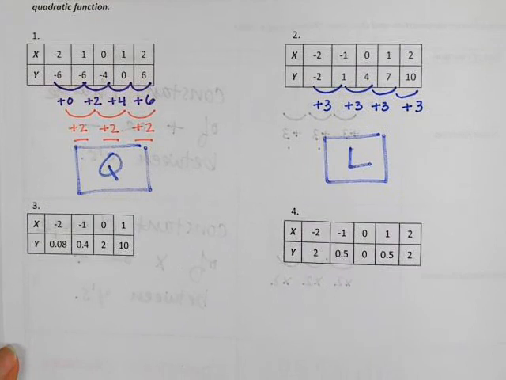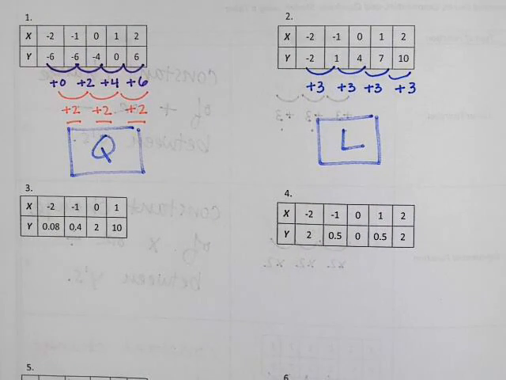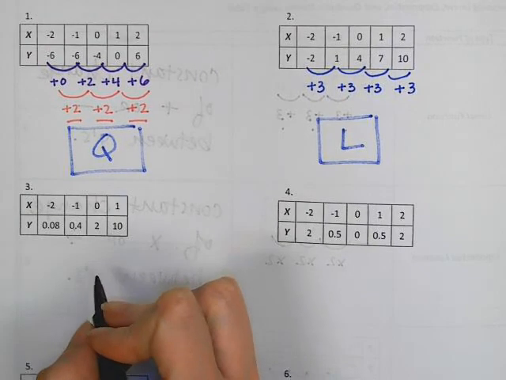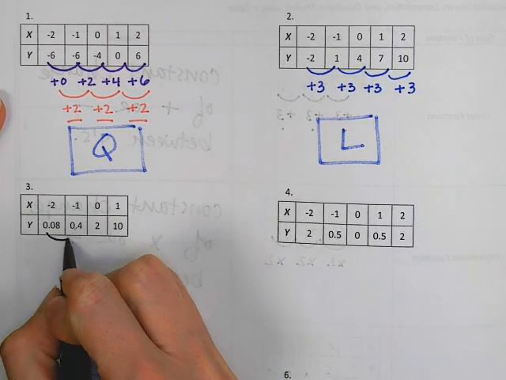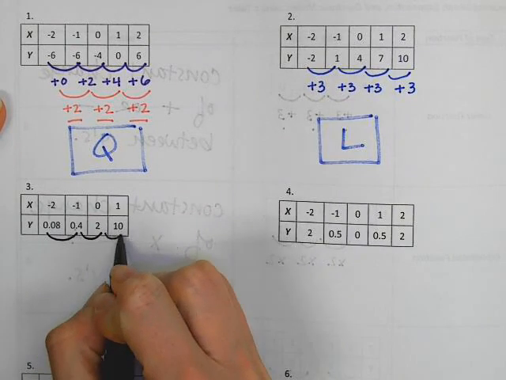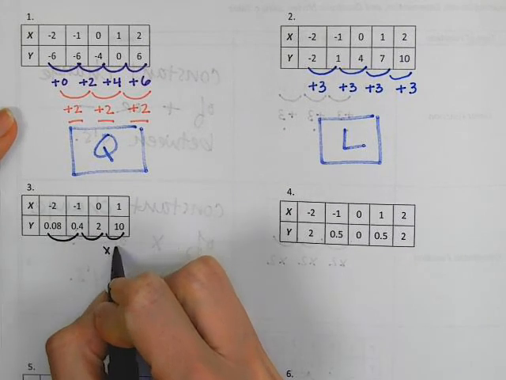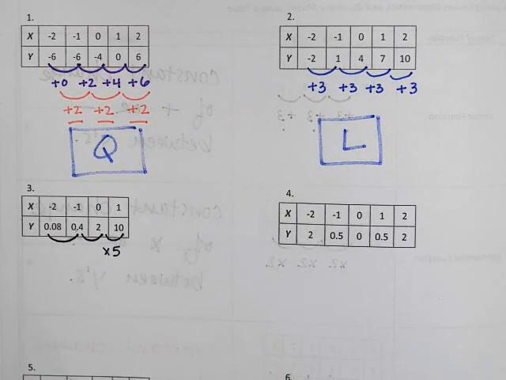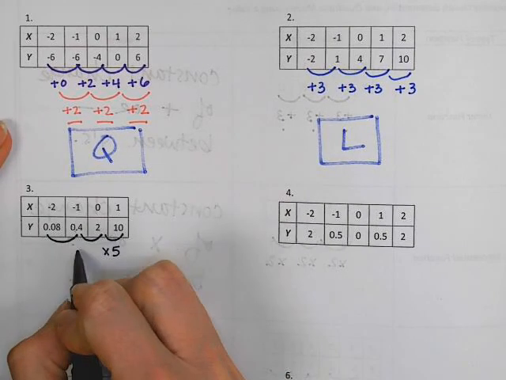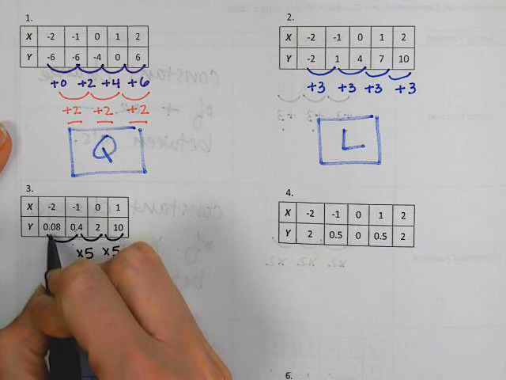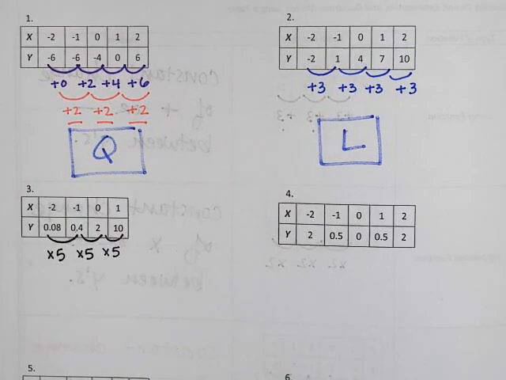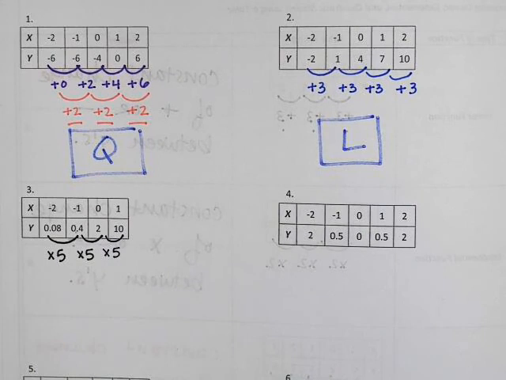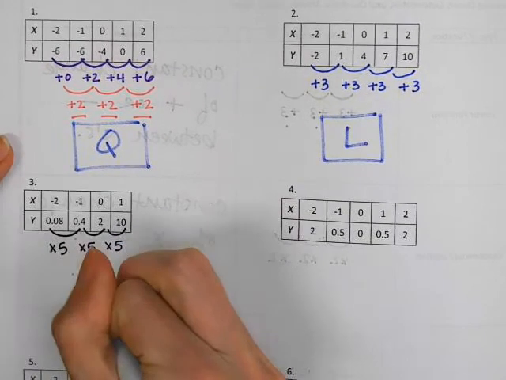All right, number 3. How do we get from y to y? This one looks like we're actually maybe multiplying. So what are we multiplying to get from y to y? Well, 2 times 5 is 10. And actually, it turns out 0.4 times 5 is 2, and 0.08 times 5 is 0.4. You might have needed a calculator to see this pattern. If it's a multiplication pattern, then it's automatically exponential.